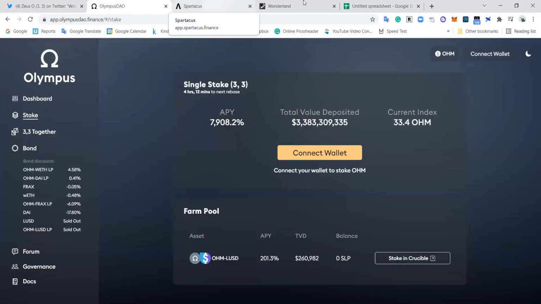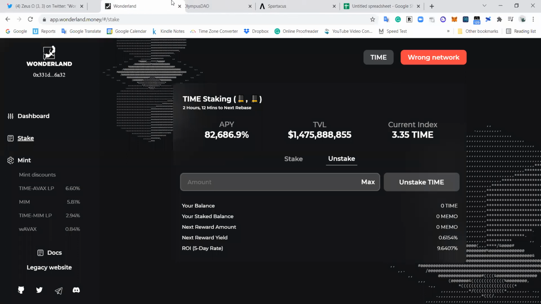You're being diluted, right? So maybe I'll use Wonderland as a better example. It's easier to use due to the way the app works. On Olympus, they call it bond and bond discounts. On Wonderland, they call it mint and mint discounts. So it's the same thing, right? You can see here these like 6.6 and 5.8. Those rates are higher than Olympus, not that high, but they're still higher. And this is also really important here, the ROI, the 5-day rate of return if you're staking, which currently is like 9.6%, an amazing 9.6% on Time.